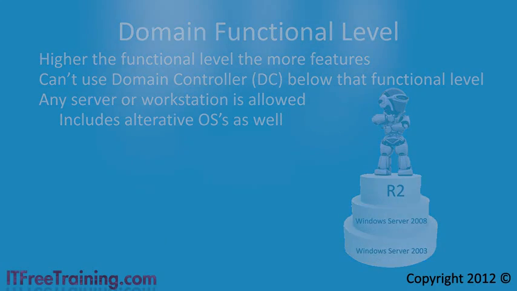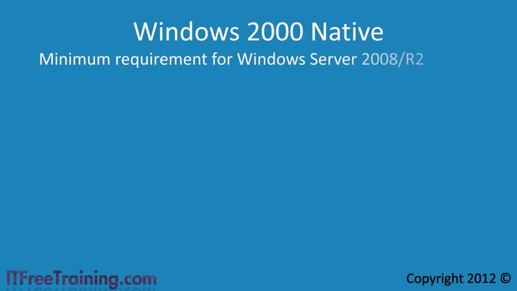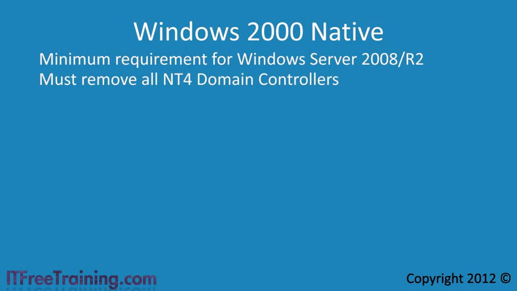The first domain functional level that I want to look at is Windows 2000 Native. Windows 2000 Native is the lowest domain functional level that Windows Server 2008 R2 supports. In order to raise your domain functional level to Windows 2000 Native, you must remove all domain controllers from your network that are running Windows NT 4. Since Windows 2000 Native is the lowest domain functional level that Windows Server 2008 R2 supports, this is why you cannot have Windows NT 4 domain controllers on your network.